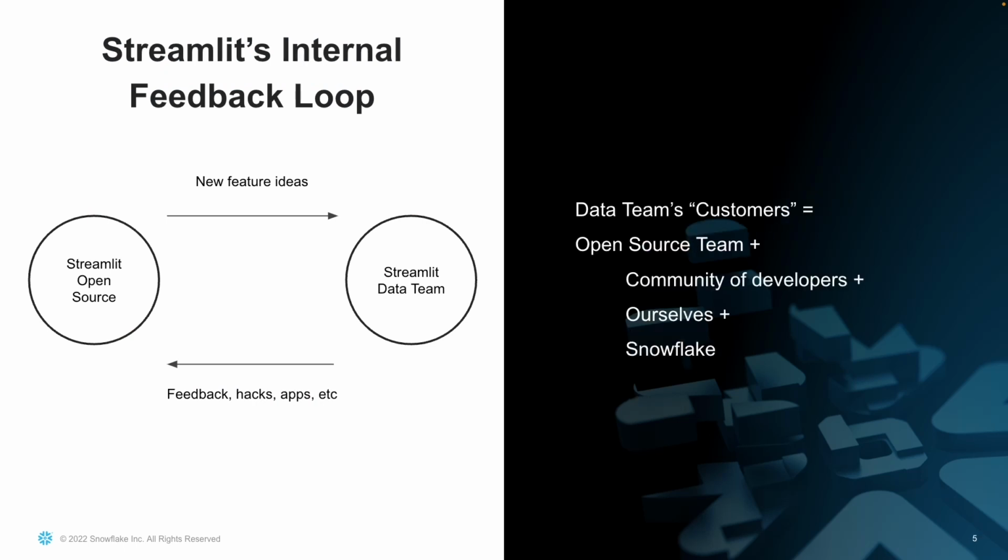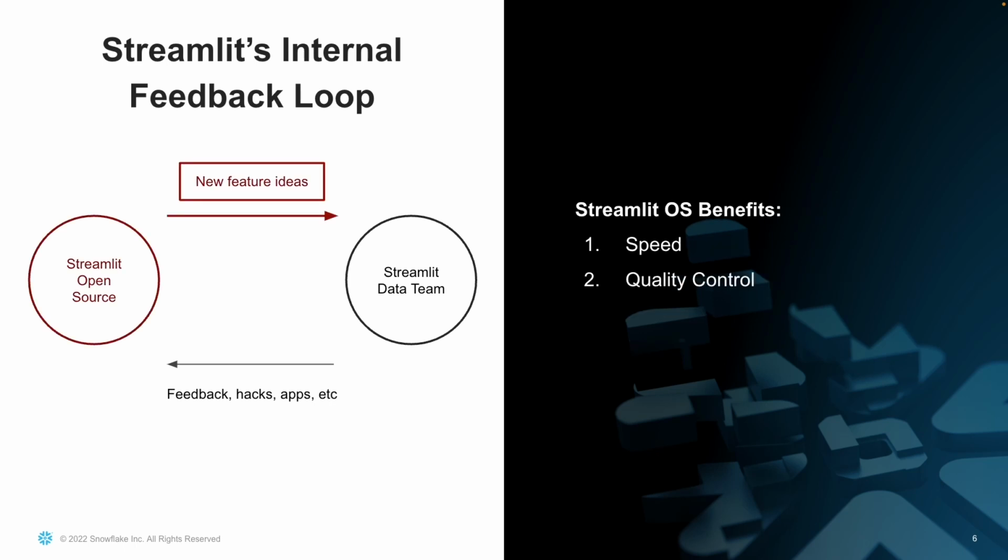Okay, so now we're going to go ahead and talk about the internal feedback loop that we have within Streamlit. So this is really where the Streamlit data team comes in, where instead of the feedback loop going from the open source team to the Streamlit community, it goes between the Streamlit open source team and the Streamlit data team.